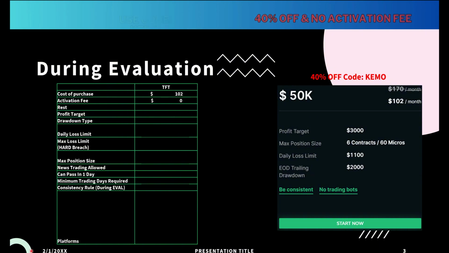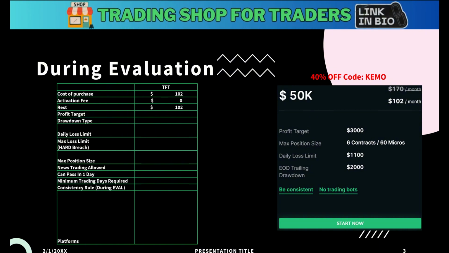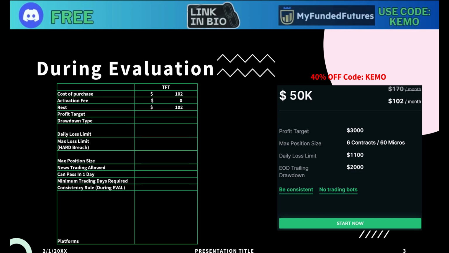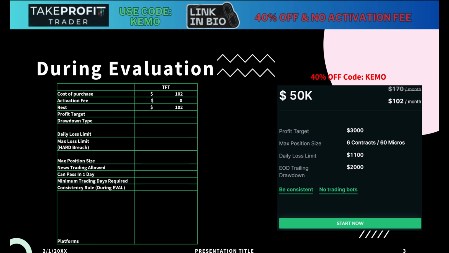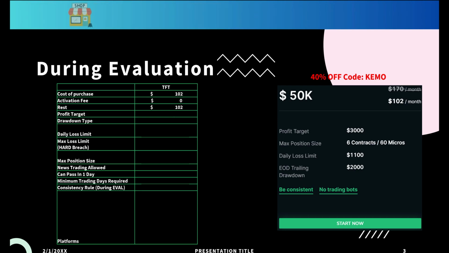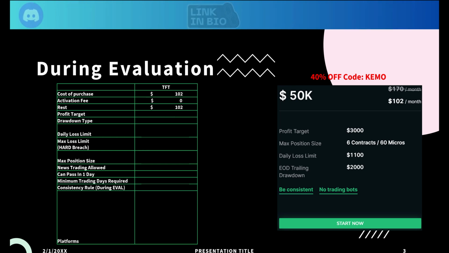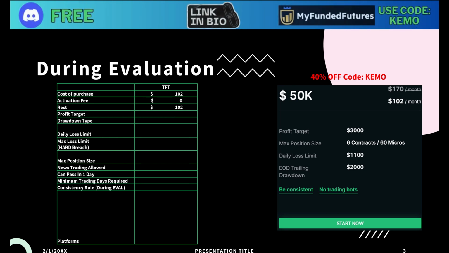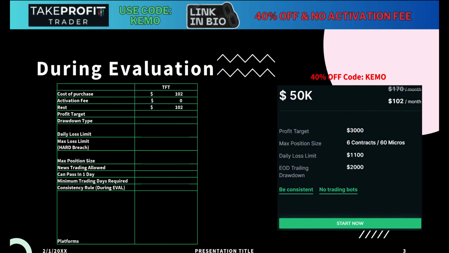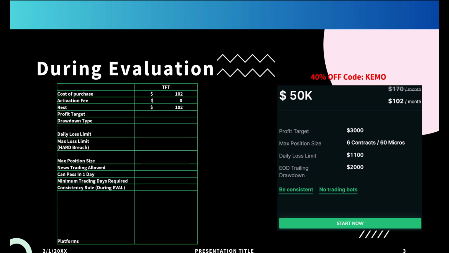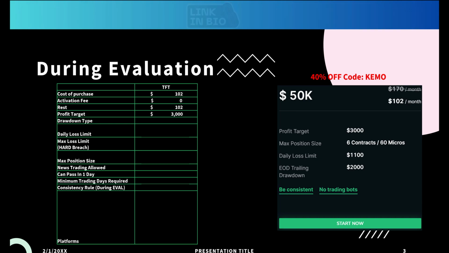So here it is. The reset fee is the same exact cost as the purchase. If you're getting it for 102, you can pay the reset fee of 102 to get it reset, just in case you failed the evaluation midway and you want to reset it and not wait for the rebill to happen. You can reset it for the same amount. For the profit target, it's pretty standard, $3,000, not so shabby.